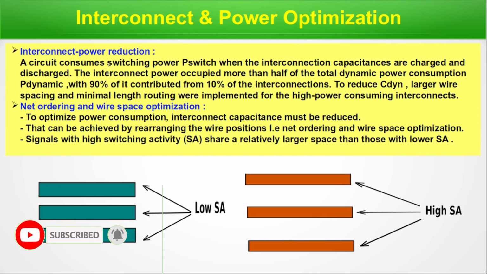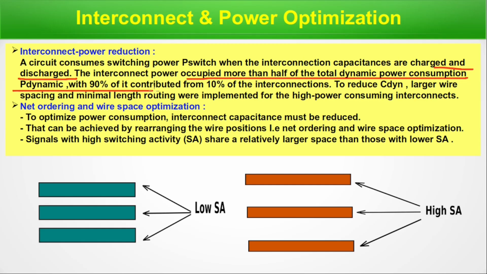Interconnect power reduction. A circuit consumes switching power, P switch, when interconnection capacitances are charged and discharged. The interconnect power occupies more than half of the total dynamic power consumption, P dynamic, with 90% of it contributed from 10% of the interconnections. To reduce C dynamic, that is dynamic capacitance, larger wire spacing and minimal length routing were implemented for high power consuming interconnects. So interconnects consume a huge portion of dynamic power. For that, larger wire spacing and minimal length routing is implemented.